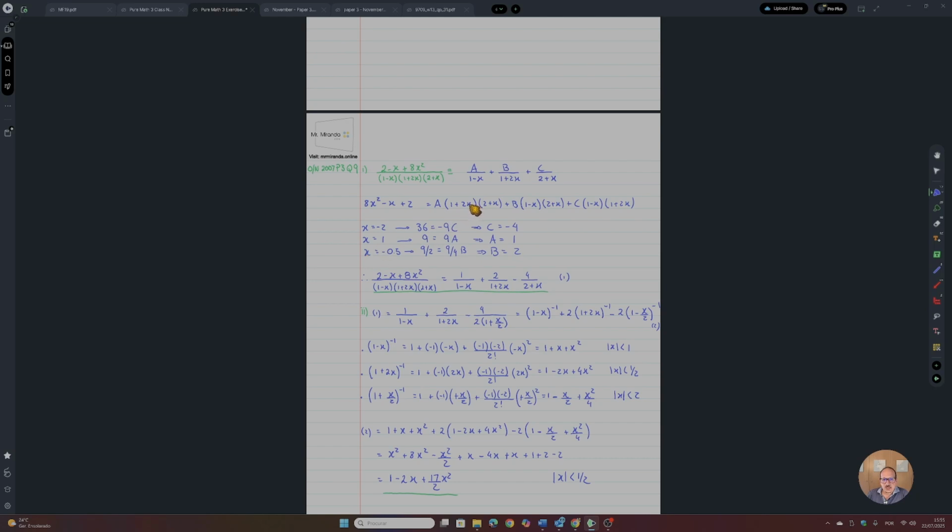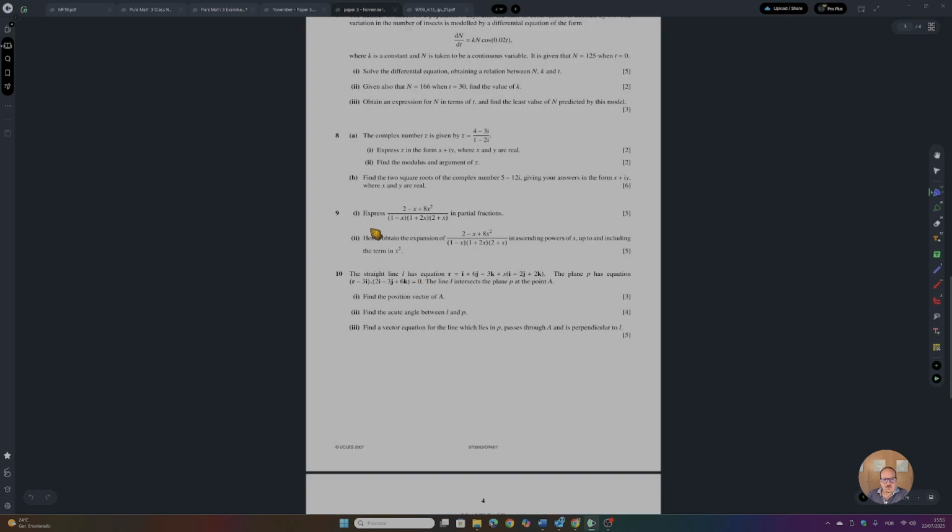To eliminate a and c, keeping b, x must be equal to minus 0.5, right? Do the same thing, and you'll get the value of b as being 2. So now you know the values of a, b, and c, so there you have the first part written. Then the next one is hence find, if I'm not mistaken. Hence, now that you know the partial fractions, obtain the expansion of all of that in ascending powers of x up to and including the term with x squared, okay? A little while ago it was x cubed, now it is x squared.